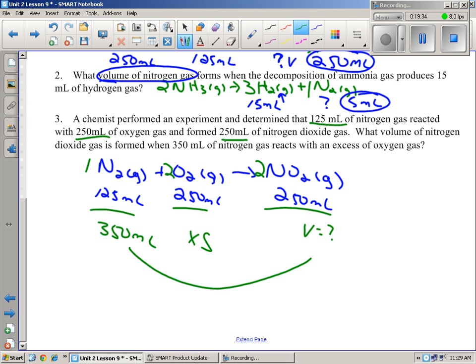How much NO2 can I produce from 350 milliliters of nitrogen is what they're really asking you. Well, 1 to 2, right? So twice as much, 700, right? And that's law of combining volumes, basically.